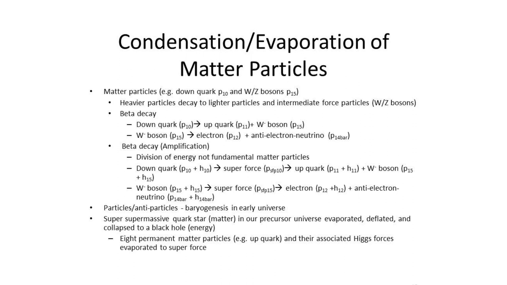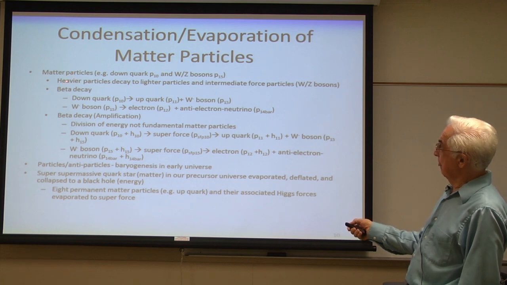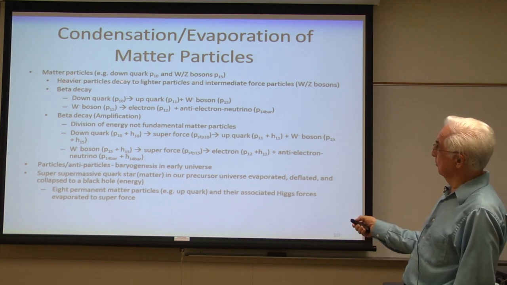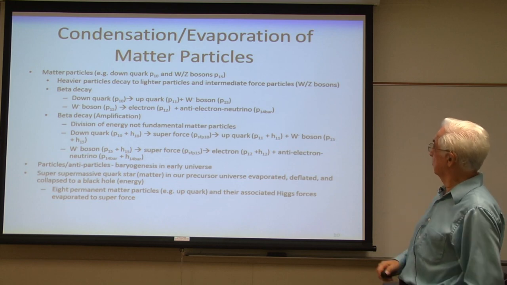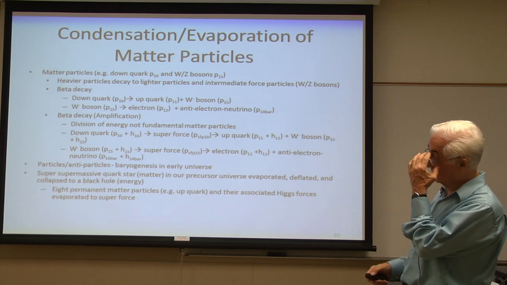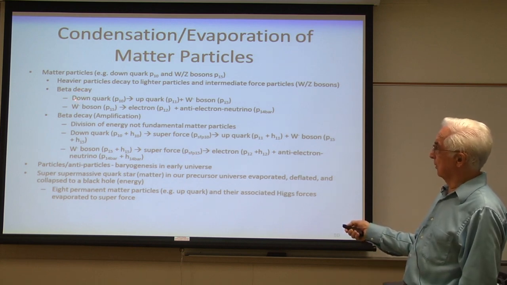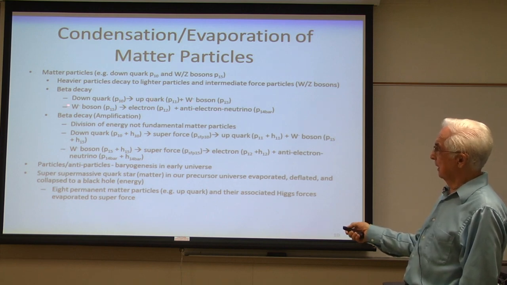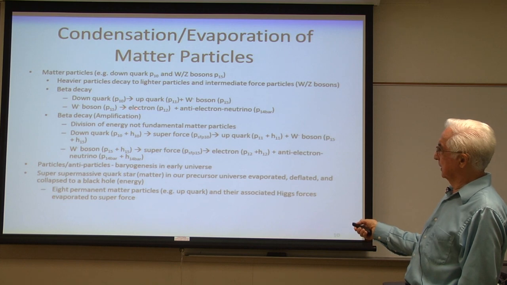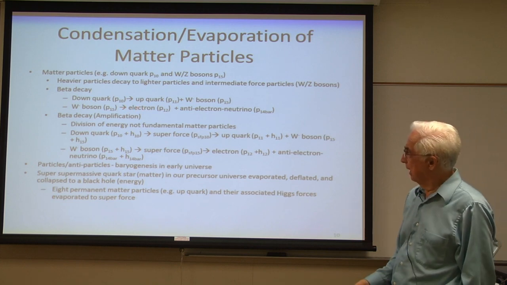There are three types of condensation evaporation of matter particles. Two of them I've described already. In the first type, the heavier particles decay to lighter particles and the intermediate force particles, the W and Z bosons. The best example of that is beta decay, which is described as follows. The down quark decays to an up quark and a W minus boson, and then the W minus boson decays to an electron and an anti-electron neutrino.